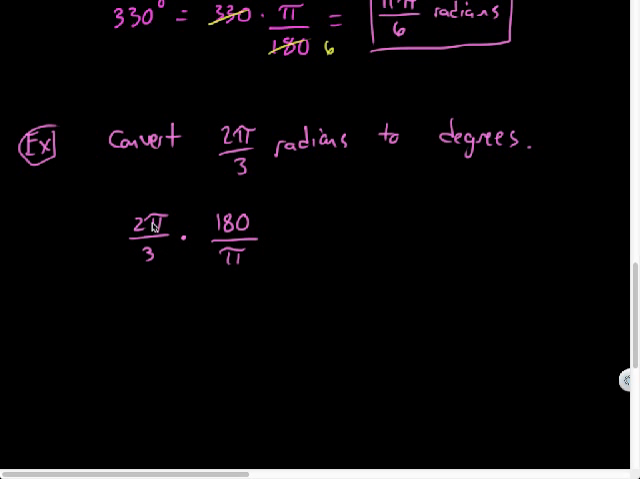Let's see what cancels out. The pi's cancel. 3 and 180, 3 goes into 3 once and into 180 60 times. And 2 times 60 is 120 degrees. Okay? So it's not terrible doing the conversion from one to the other.